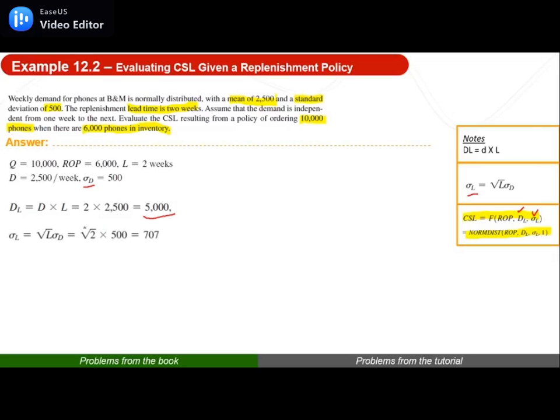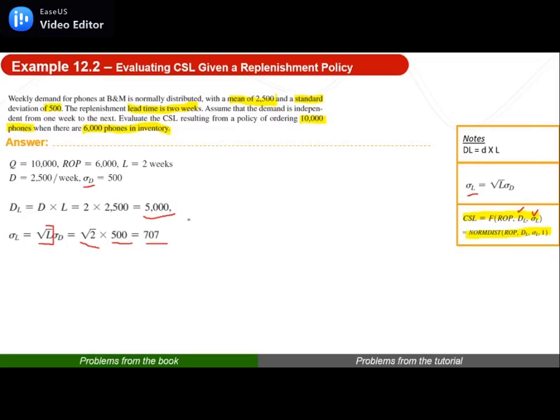Then we compute the standard deviation over the lead time, that is the root of the lead time times the standard deviation of demand. So it is the root of 2 times the standard deviation of demand, 500, and we get 707.